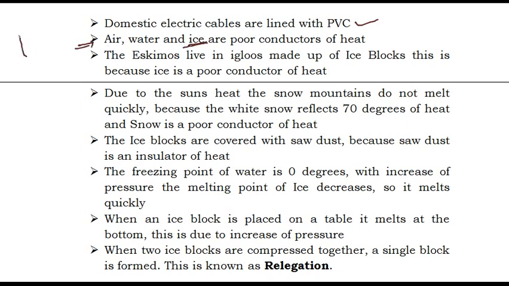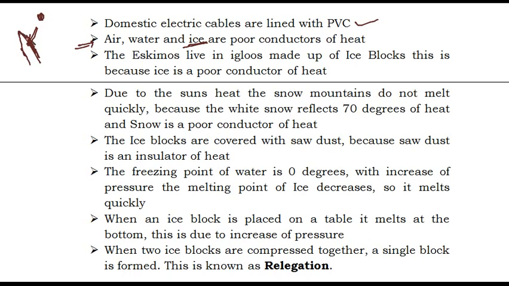That is the reason snow mountains do not allow the heat, the radiation they get from the sun, to pass through. When it falls on the mountains, the snow does not allow this heat to pass through it. That is the reason snow mountains do not melt quickly. They melt, but not as quickly as possible.